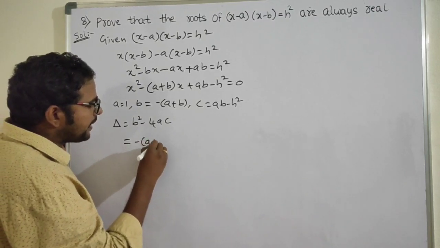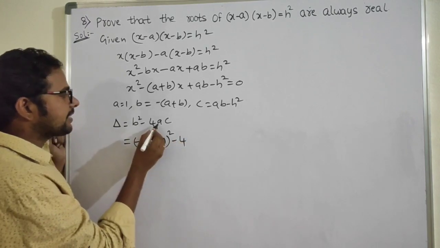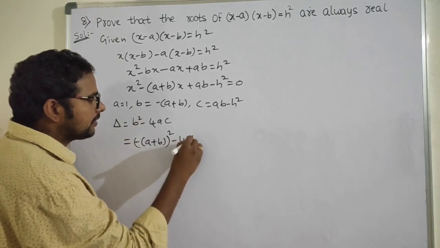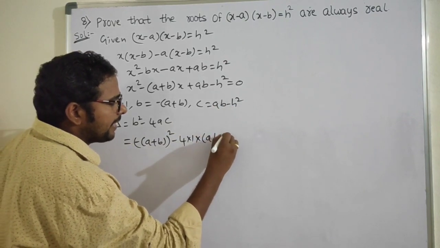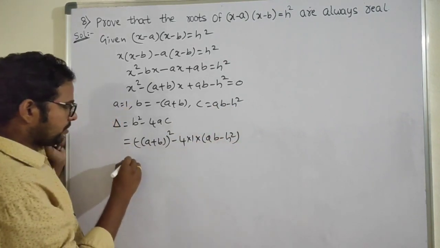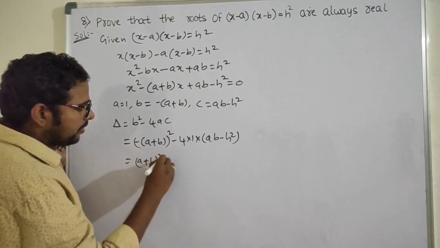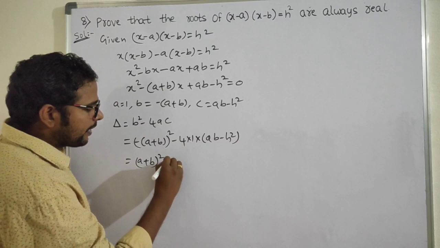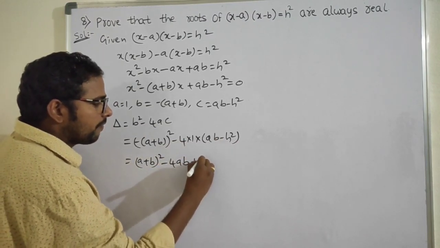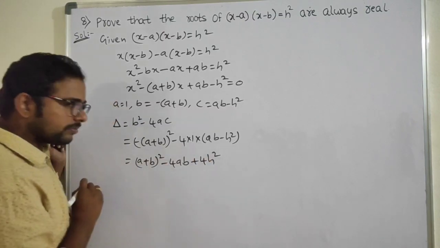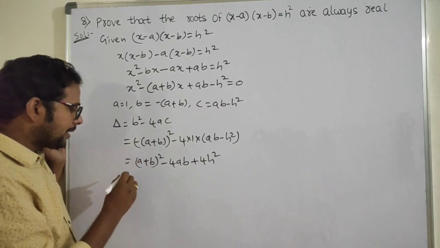Minus of (a plus b) whole square minus 4. What is the a value? 1. The c value is ab minus h square. So minus 4 becomes plus: (a plus b) whole square minus 4ab plus 4h square. It is in the form of the (a plus b) whole square formula. Simplify the (a plus b) whole square formula.